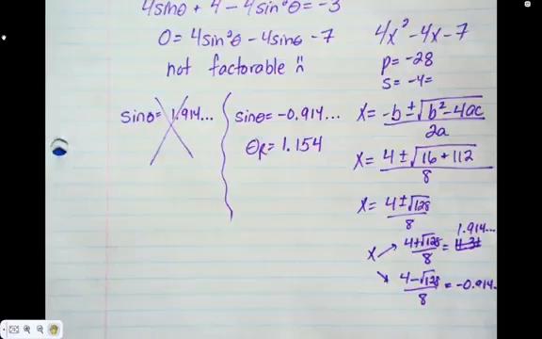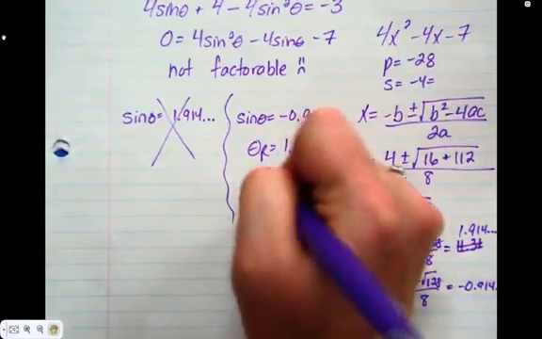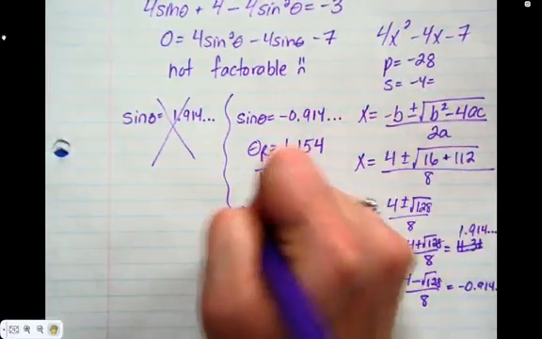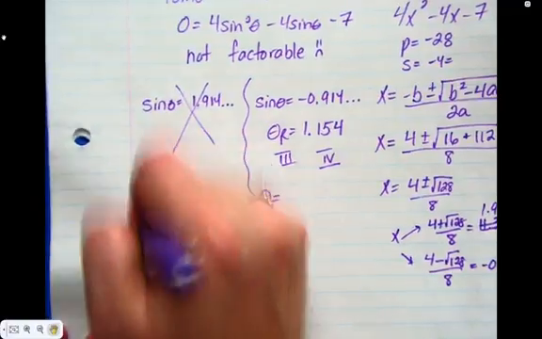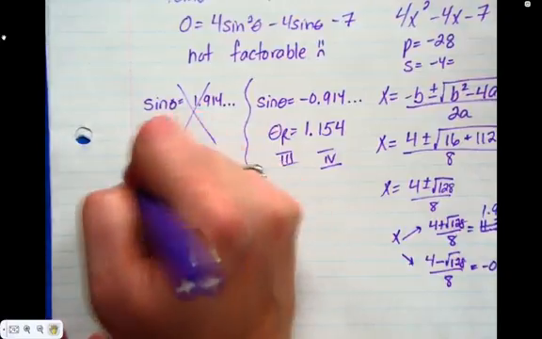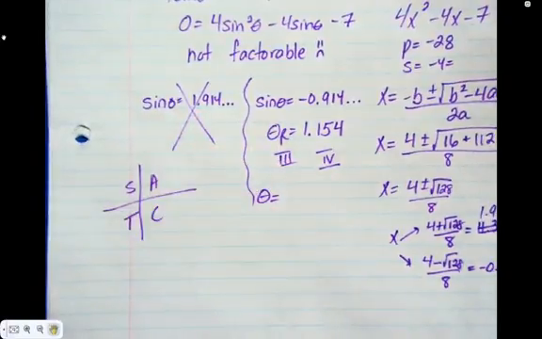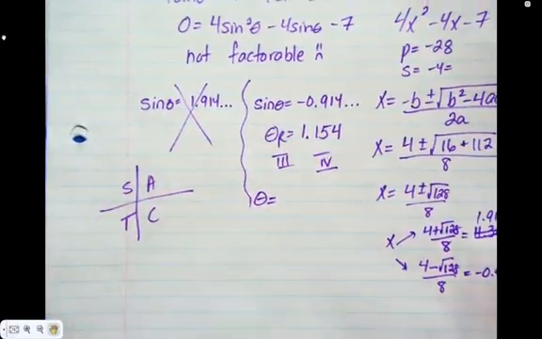Sine is negative. How do we find a Q3 answer when it's not a unit circle value? We go back to the little rules from last year.